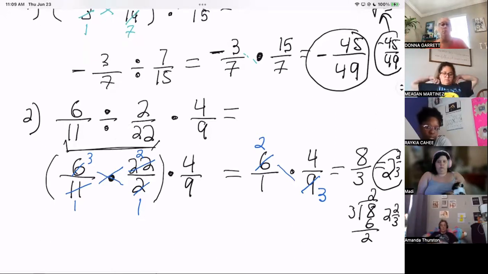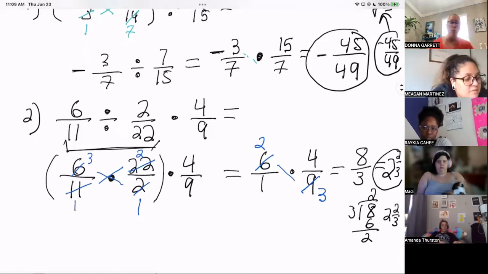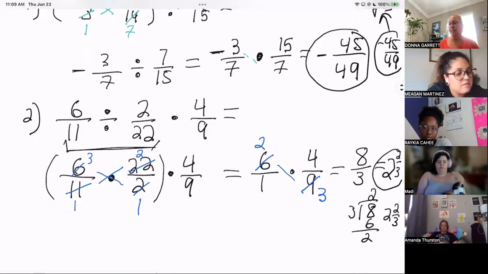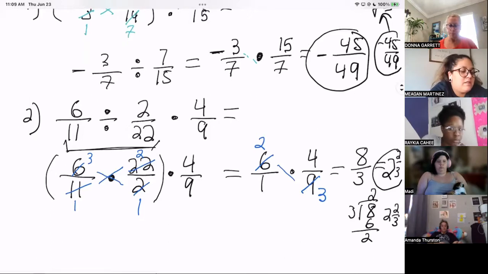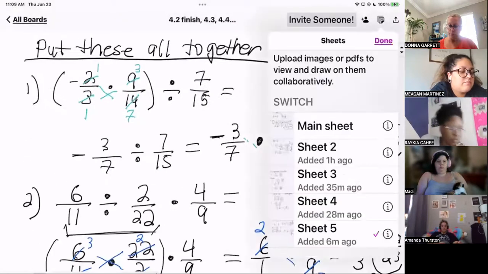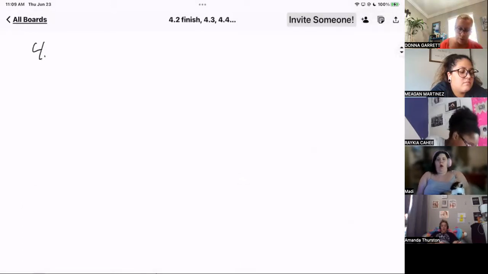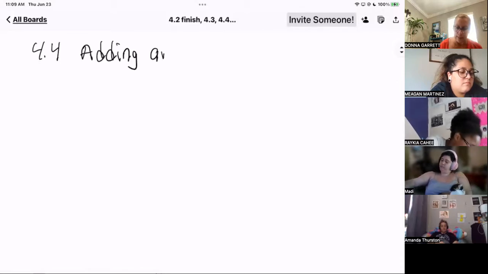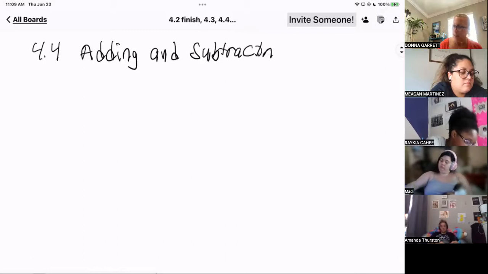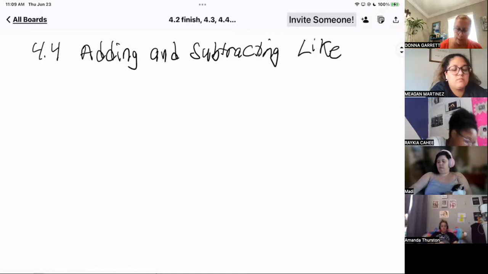Okay, so let's spend the last like 11 minutes on the last section, which will get us ready for what we're doing next anyway. And this section is real small. I'm doing a new page. Okay, so 4.4, adding and subtracting like fractions. That's what they call it.